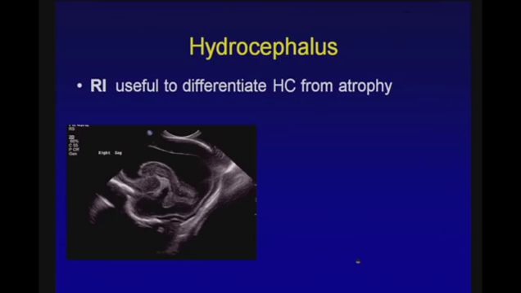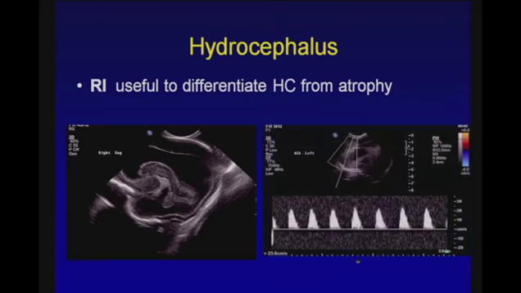So for infants with hydrocephalus, it turns out that resistive indices can be quite useful in differentiating hydrocephalus from atrophy. When ventricles are large, they could be large simply from atrophy, but very often the neonatologist wants to know if there is hydrocephalus, which will benefit from lumbar puncture, tapping, or even a reservoir or shunt. In this infant, you can see there is no flow in diastole, suggesting that there is an increase in intracranial pressure.